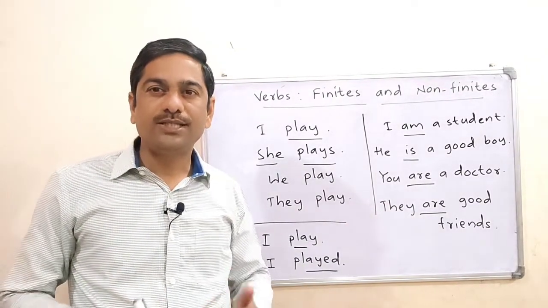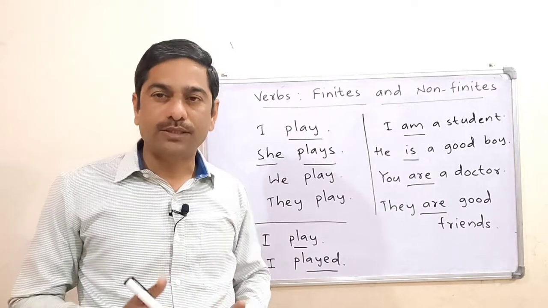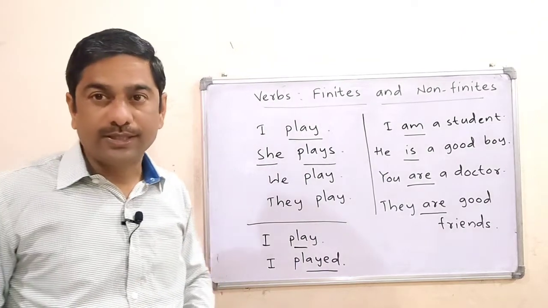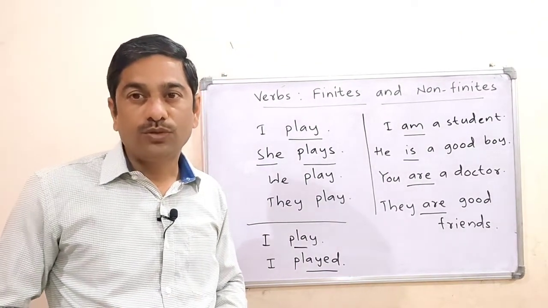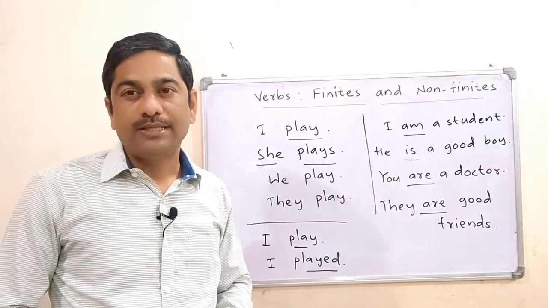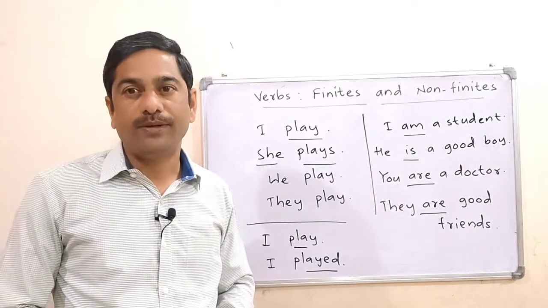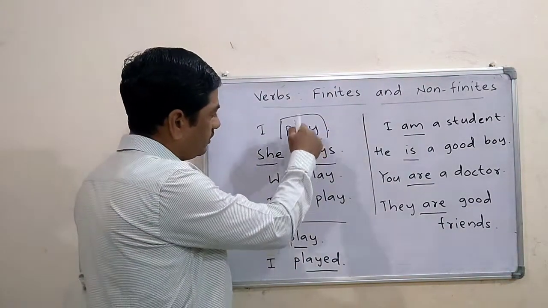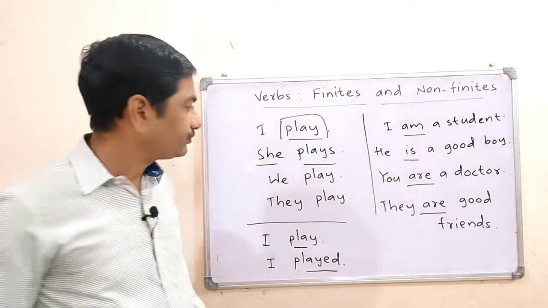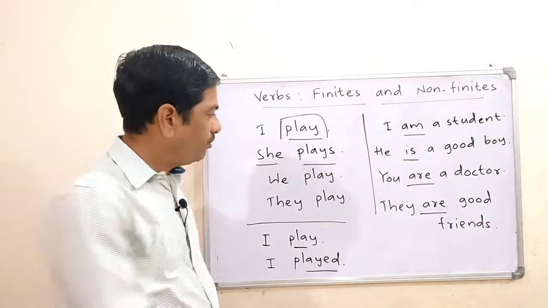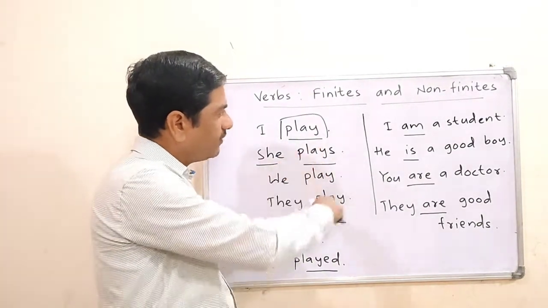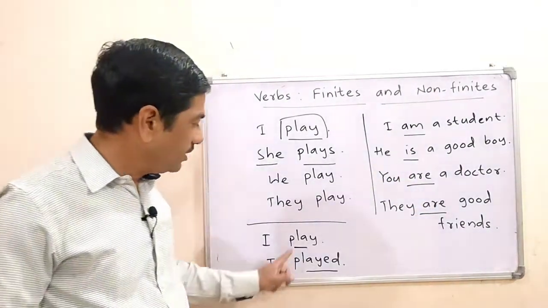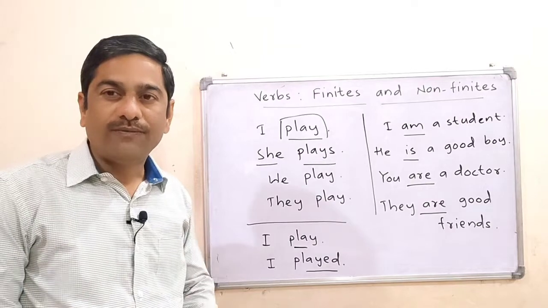So if you change the number, or if you change the person, or if you change the tense, and if you have to make use of a different form of the verb, then that verb is a finite verb. So play, plays, in all these sentences are finite verbs. And here am, is, are, these are also finite verbs. Here played, these are also finite verbs.